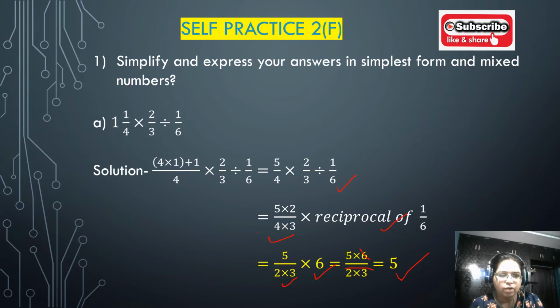Now we get 1 1/4 multiplied with 2/3, division of 1/6 equal to 5.